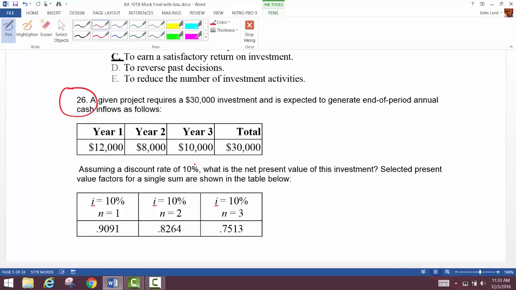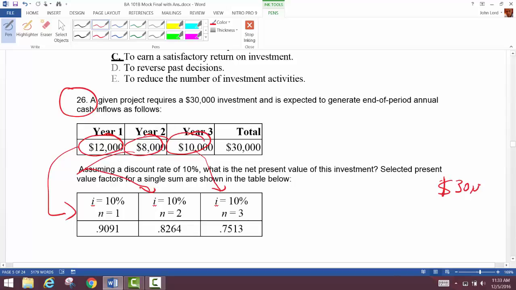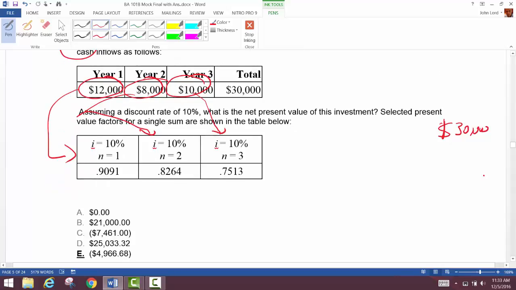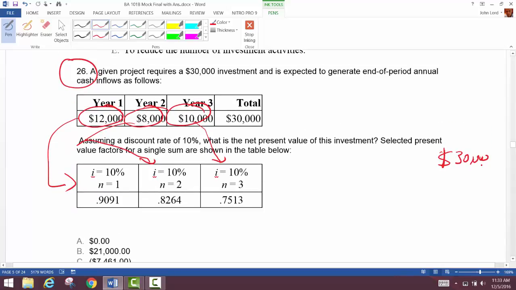So they give us these cash flows per year, and then they give us the present value for 1 year for $1, for 2 years for $1, for 3 years for $1. And they tell us that the project requires a $30,000 investment. The question is, what is the net present value of this project? If this is now, and these cash flows are in the future, we're going to have to use present value factors on this.